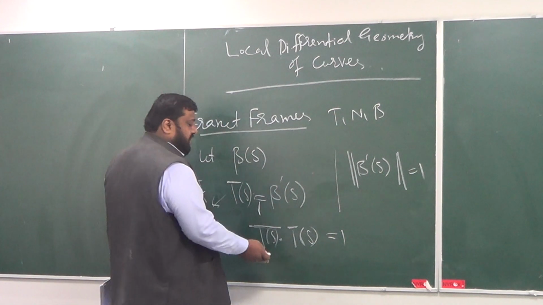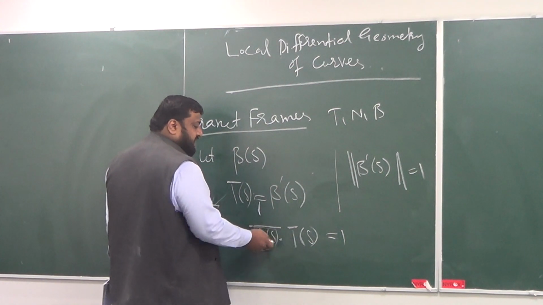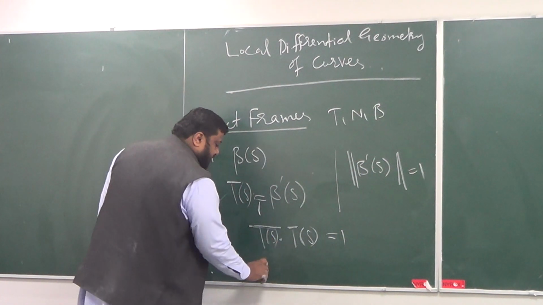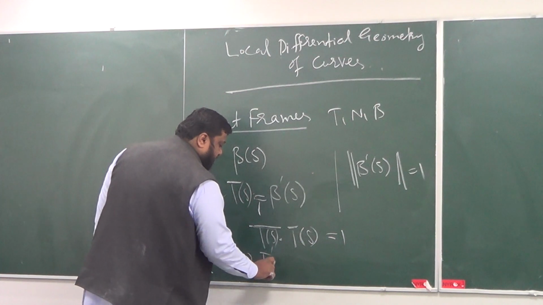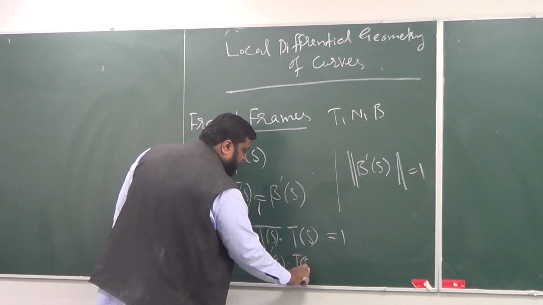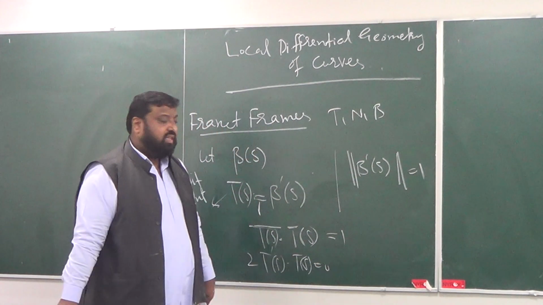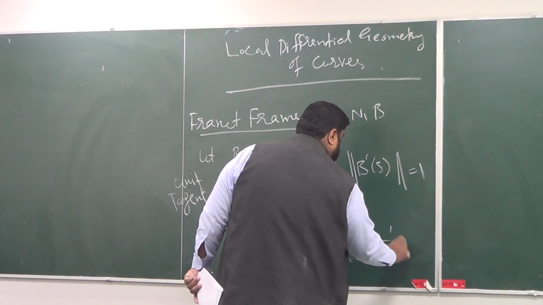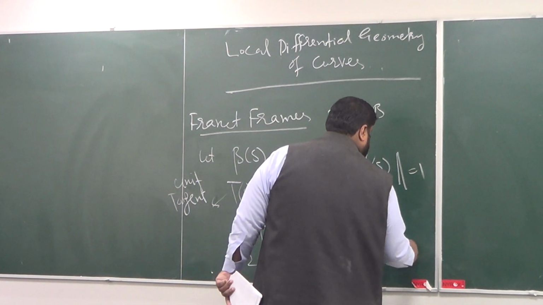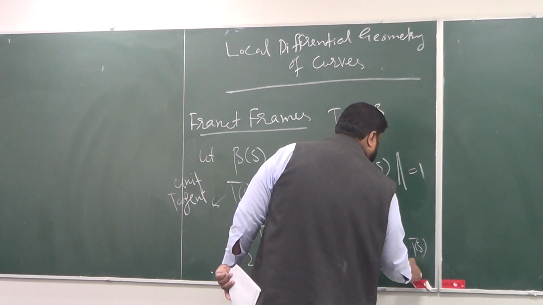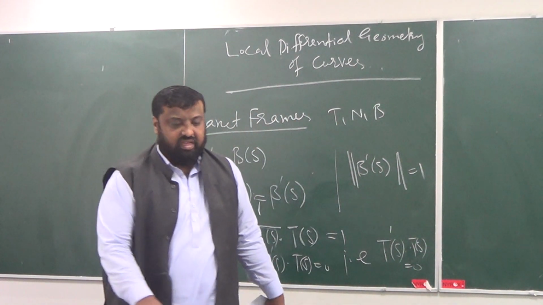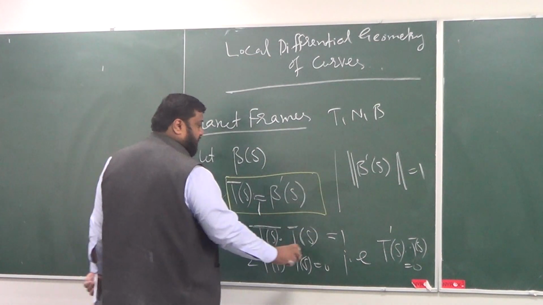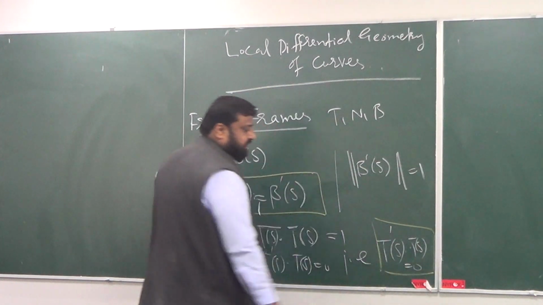So apply the product rule. You're going to get T prime dot T plus T dot T prime equal to 0, so 2 times T prime of s dot T of s equal to 0. That is, what did you get? You get T prime of s dot T of s equal to 0. These are some of the key observations that I would like to point out.